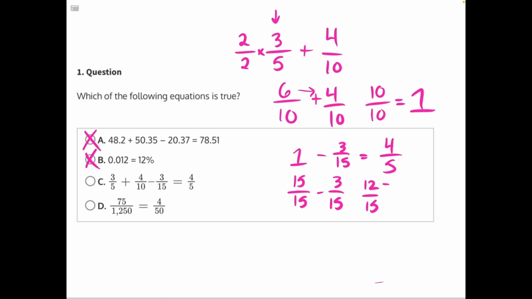That means finding the greatest common factor and dividing both the numerator and the denominator by that number. The greatest common factor here is probably 3. Let's try it. 12 divided by 3 will give us 4. 15 divided by 3 will give us 5. And that matches, so we know that answer C is our correct answer.